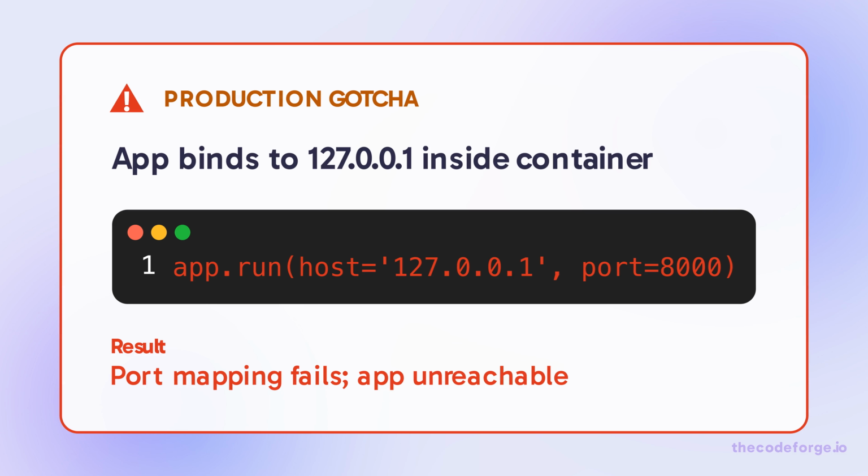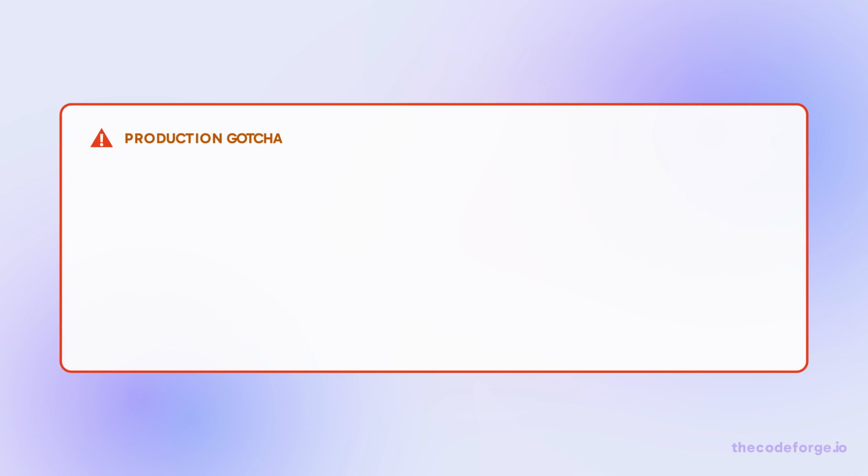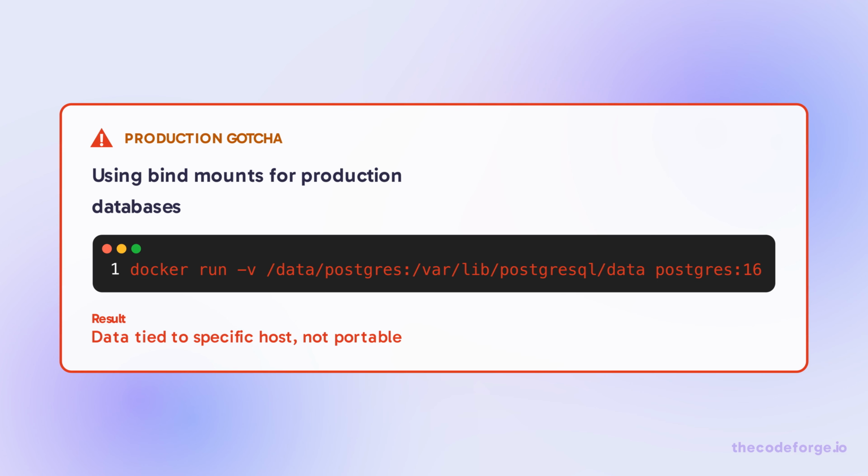Inside a container, 127.0.0.1 is the container's own loopback, not the host's. If your app binds to 127.0.0.1, it only accepts connections from within the container, making port mapping useless. Always bind to 0.0.0.0. Bind mounts couple the container to a specific host path. If the server is replaced, the data is left behind. Use named volumes for production persistence. They are portable and managed by Docker.